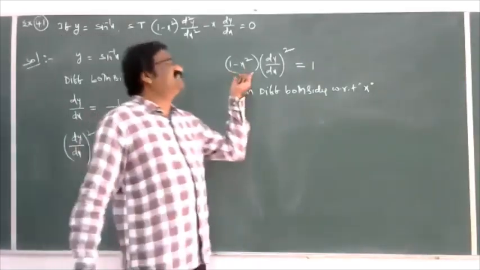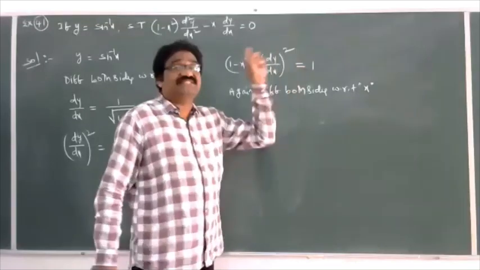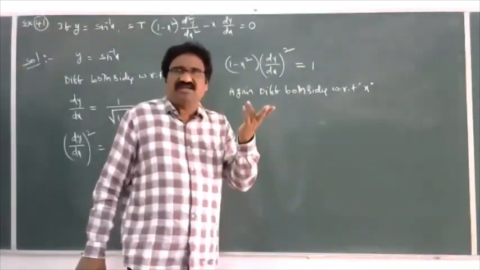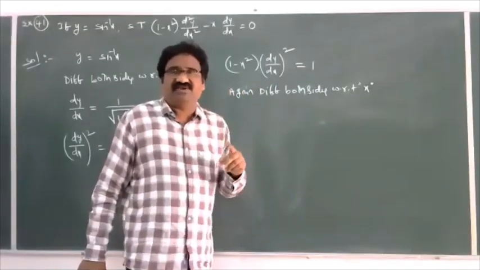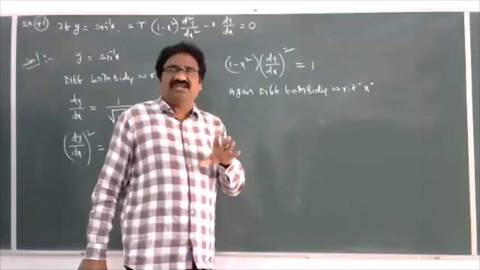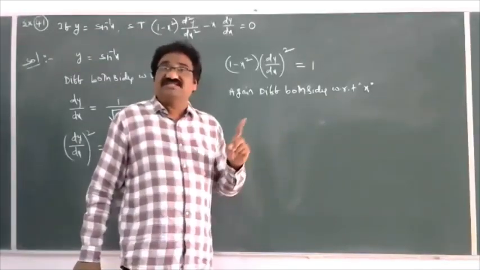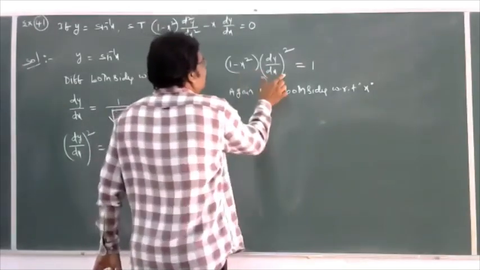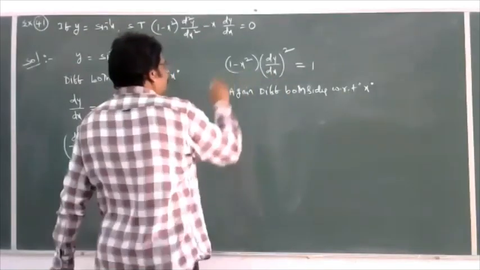Here 1 minus x square is the first function. Dy by dx whole square is the second function. This is dy by dx whole square, that is y1 square, not d square y by dx square. That is here this is the first function, this is the second function. Here using the UV formula, that is a product rule.